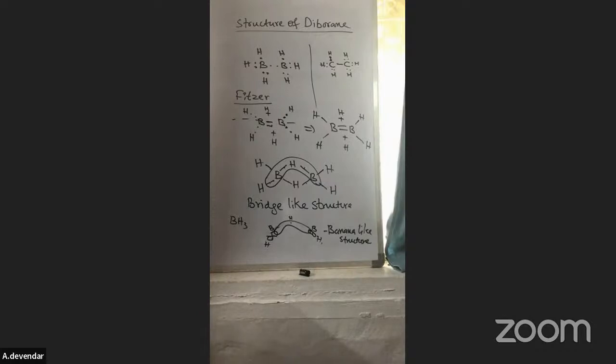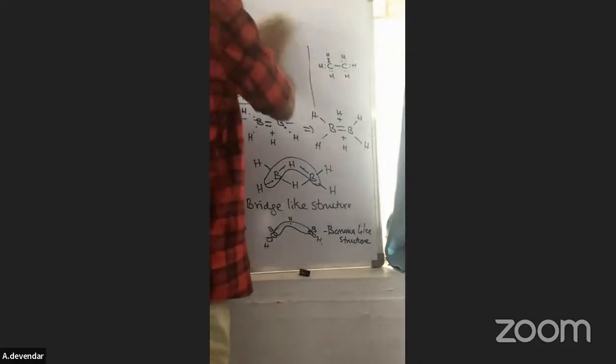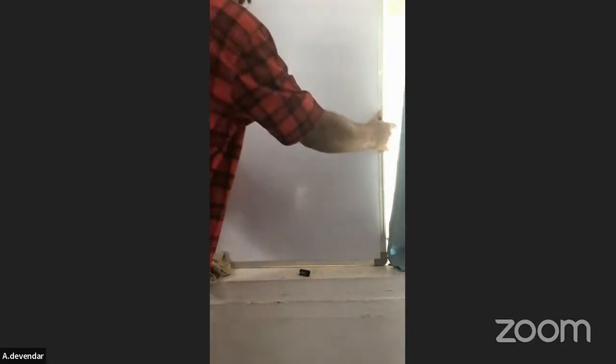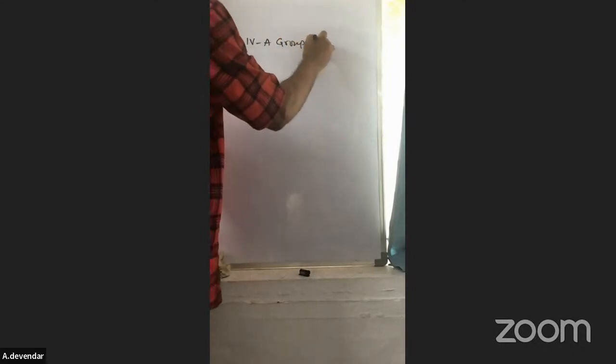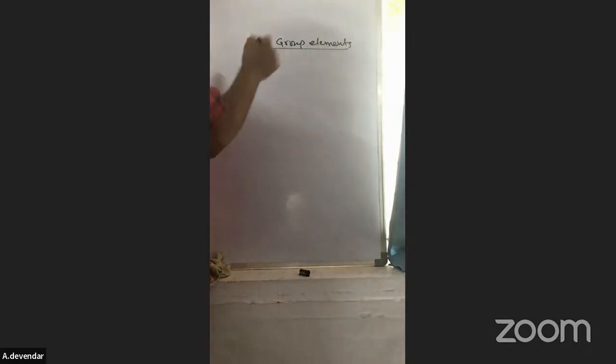Now we will go to the fourth A group elements. Today we will finish the black one completely. I'll go a little bit faster because 2 more units are there in the black one. Fourth A group elements. If you are asking me to immediately write down the elements: the first element is carbon, next is silicon, next is germanium, next is tin. And you have to remember this.